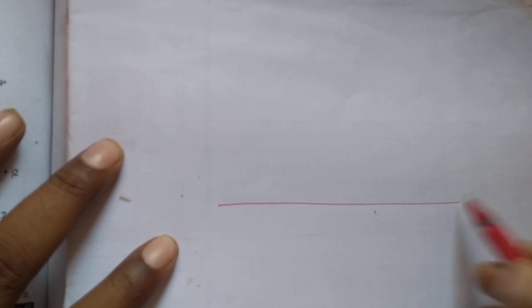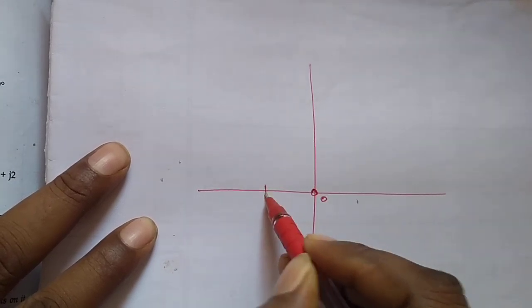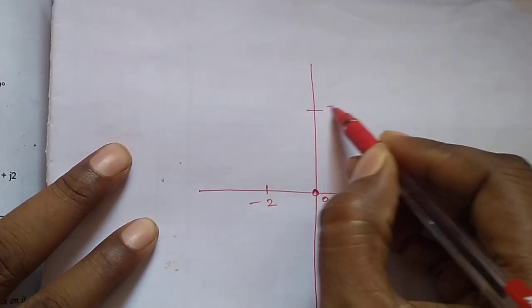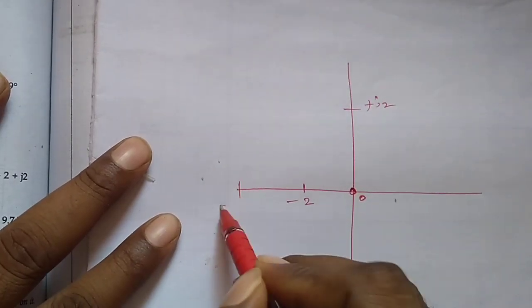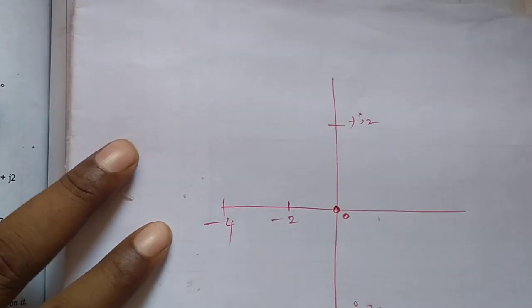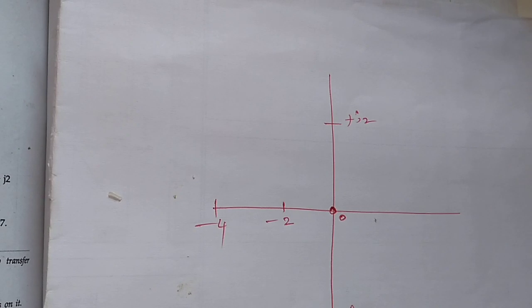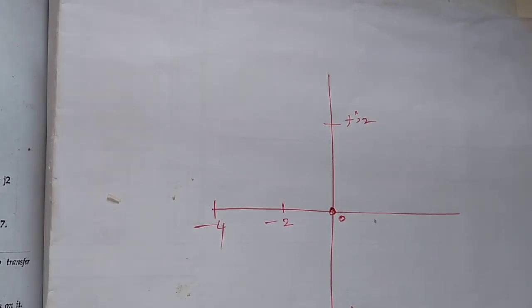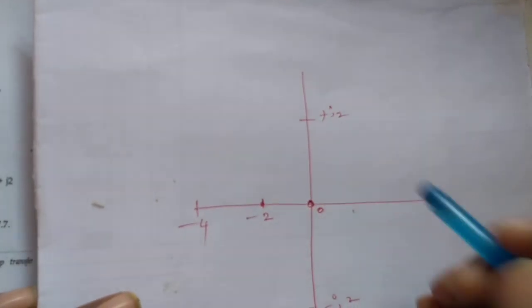Draw the line, the x-axis, and draw one more line, the y-axis. First I will mark the poles. First pole, second pole is minus 2 plus j2, minus j2, then minus 4. Okay. Then the centroid. So we get the centroid as some value, that is minus 2. So minus 2 is the centroid.